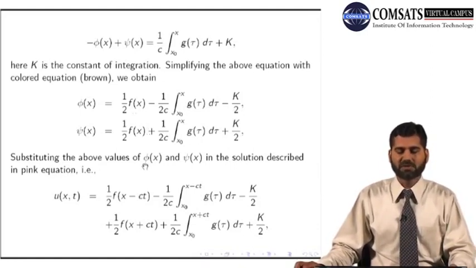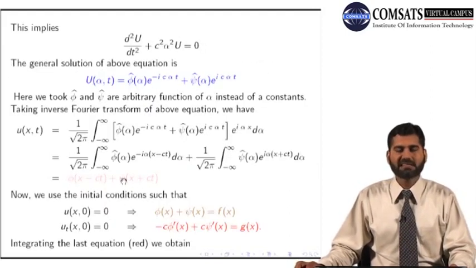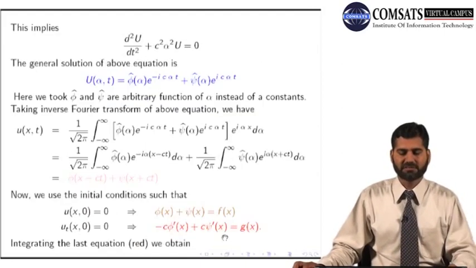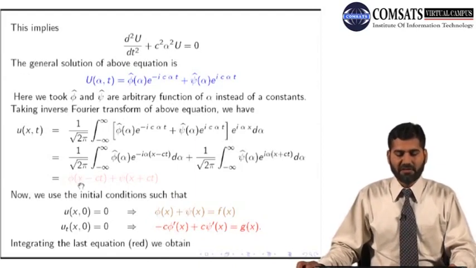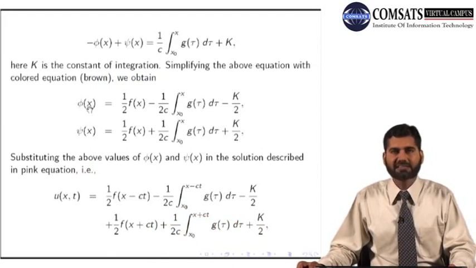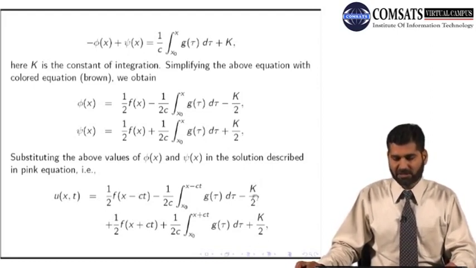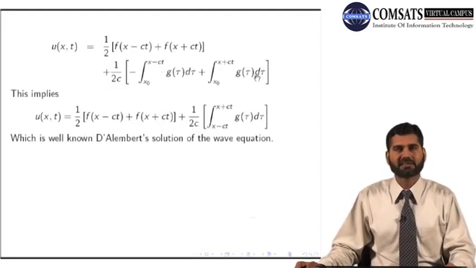Now if I substitute these values of phi(x) and c(x) in the above solution, where phi(x) and c(x) were unknown, I'll get this solution. See, phi of x is this. So I need phi(x minus ct), so x will be replaced by x minus ct. Similarly, here I need x plus ct, so x will be replaced by x plus ct. So all I got is this. The k by 2 can be cancelled because this is minus k by 2, this is plus k by 2. So at the end I got this thing.